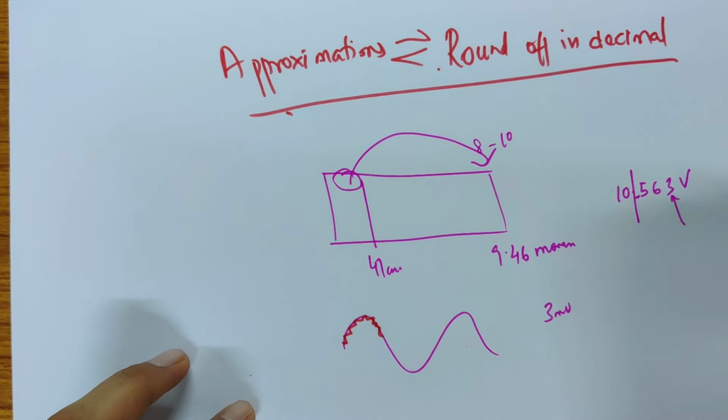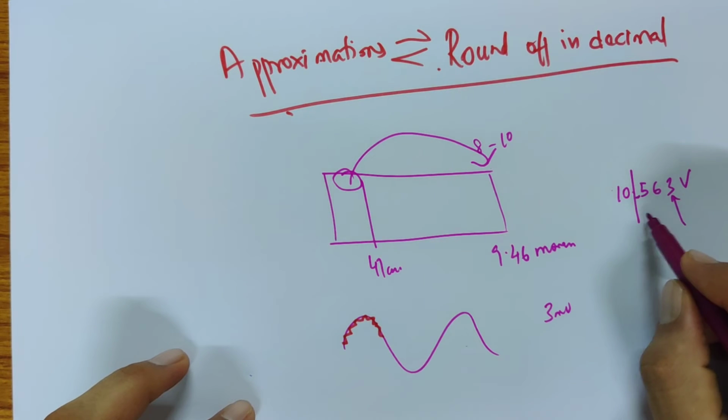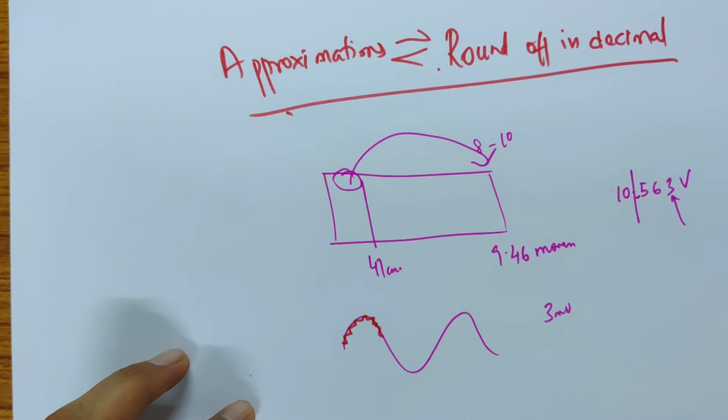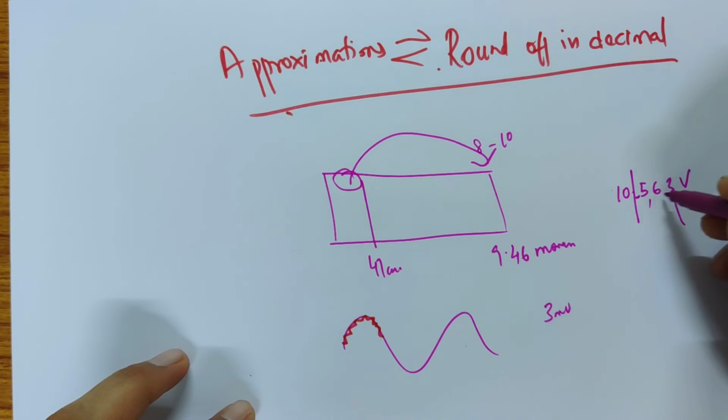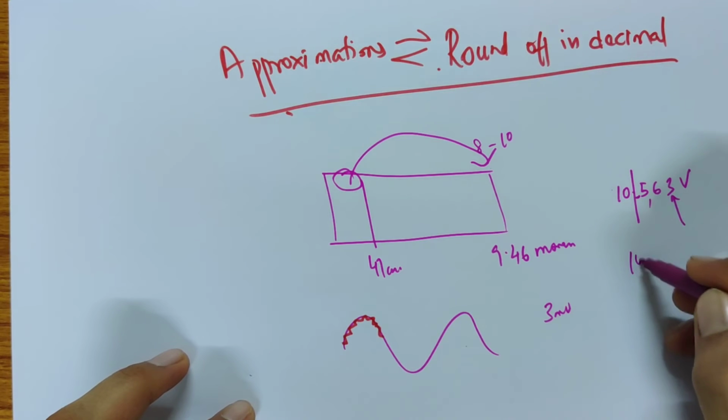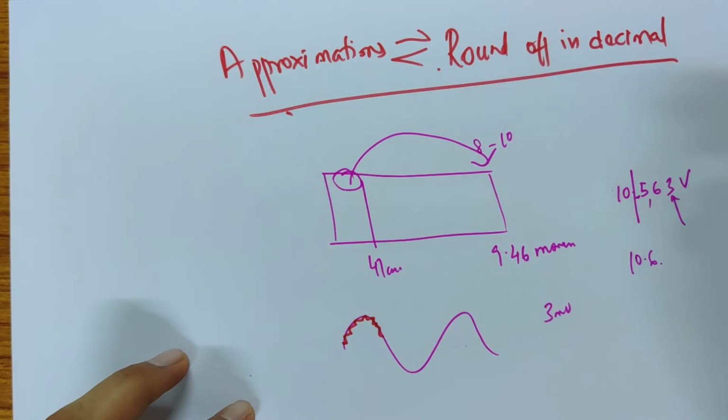Now the question can be, how do I make the approximation? If I wanted an approximation of this number with 1 digit, what happens? 2 digits, what happens? 3 digits, what happens? If it was only up to this digit, this is more than 5, so I am going to use the approximation 10.6. If I had 2 digits, I am going to use 10.56 because 3 is less than 5.